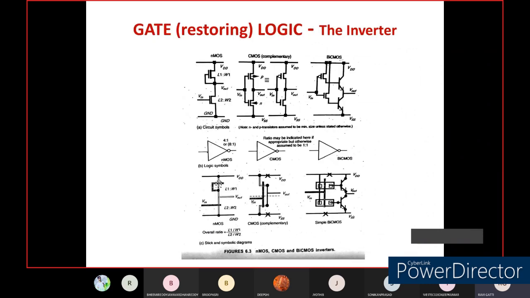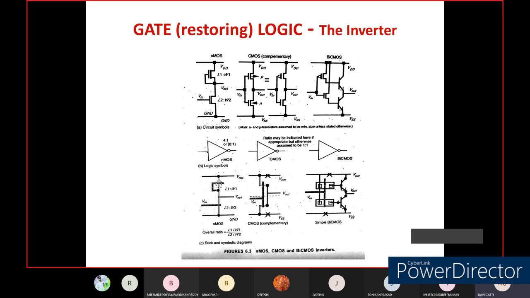The next one we call gate logic. So far, whatever we have discussed has been only at the transistor level. Now we go on to see what is the effect at the gate terminal, that is, what happens if I make any modifications to the gate terminal of the logic.